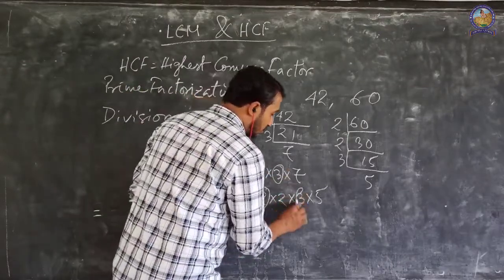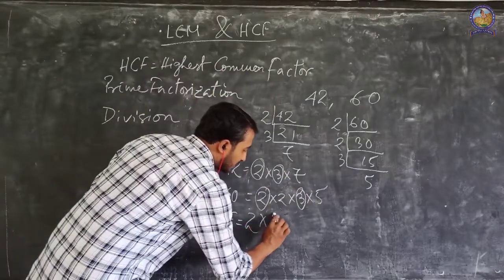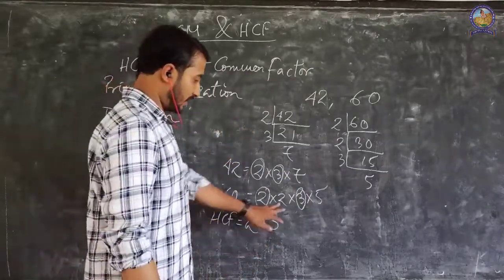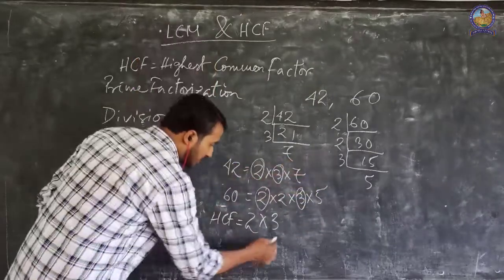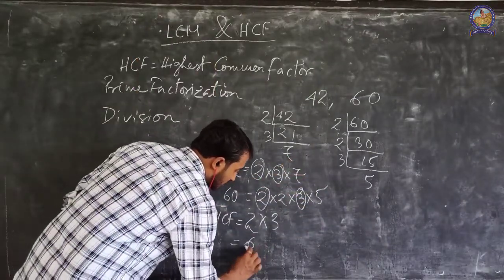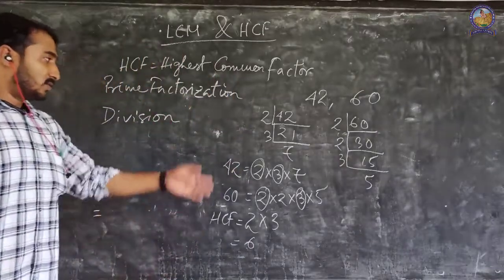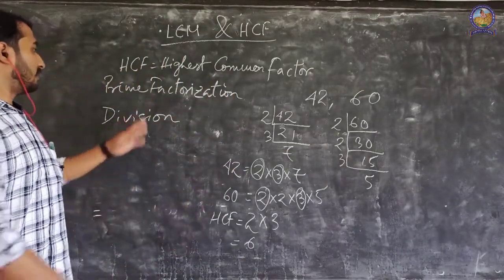There is another common, that is 3. There is nothing else which is common. Here are 2 and 5 extra. Here are 1 and 7 extra. So we will reject those. So HCF equals 2 into 3, equals 6. So this is one method, the prime factorization method.